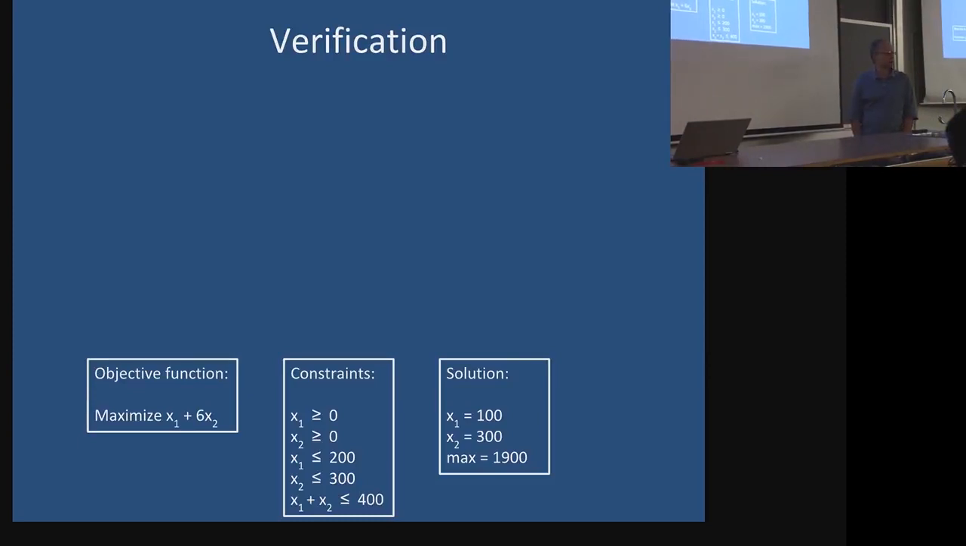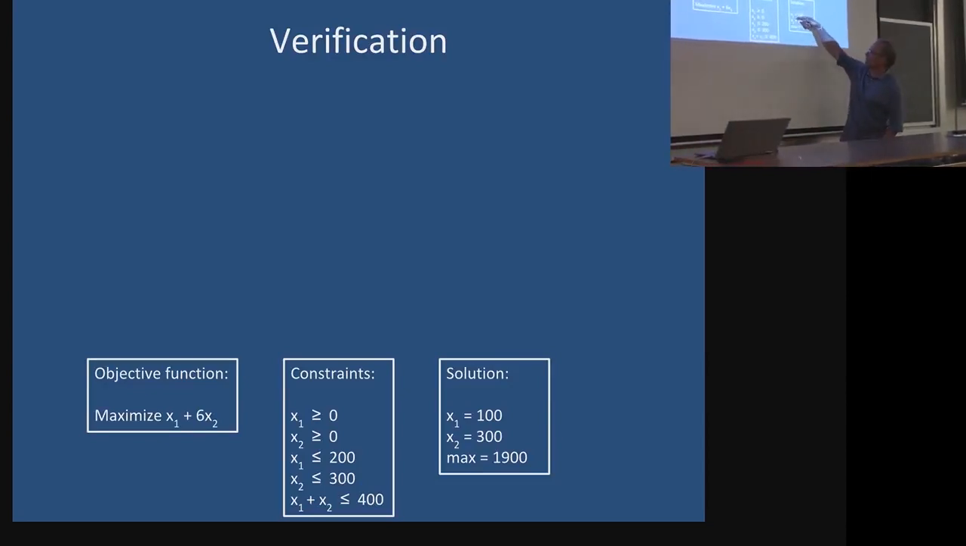Yeah. If you wanted to brute force it, you could do every possible permutation of x1 and x2. Okay, that's not what I'm after. Yeah, just verify that the solutions match the constraints. The claim is that x1 and x2 take on these values. So x1 is 100. Is 100 greater than or equal to 0? Check. Is 300 greater than or equal to 0? Check. Is 100 less than 200? Yes. Is 300 less than or equal to 300? Yes. Is the sum of those two things less than or equal to 400? Yes. If you plug 100 and 300 into the objective, you get 1900. Okay, that's the kind of checking I'm talking about.